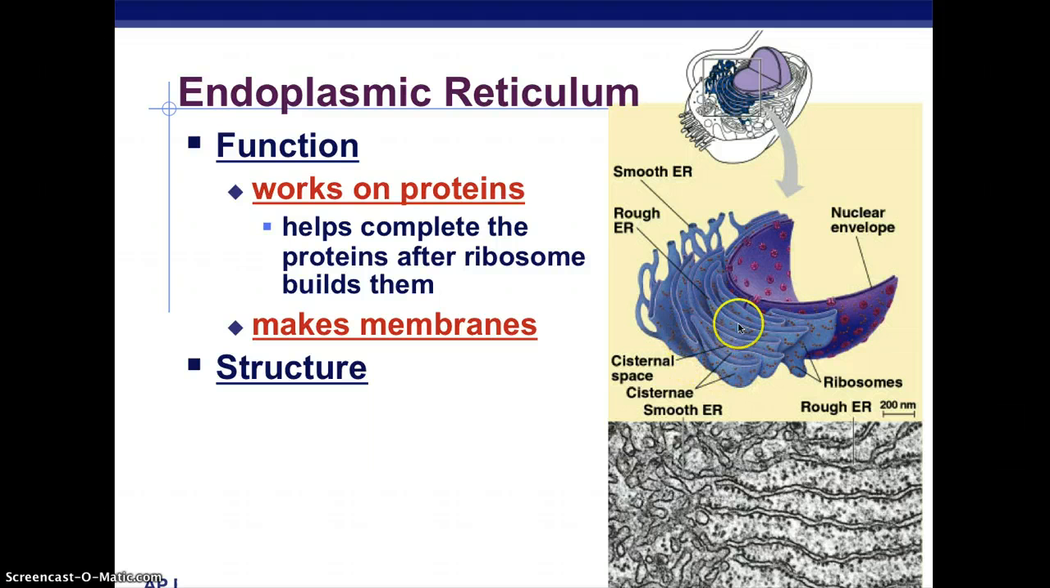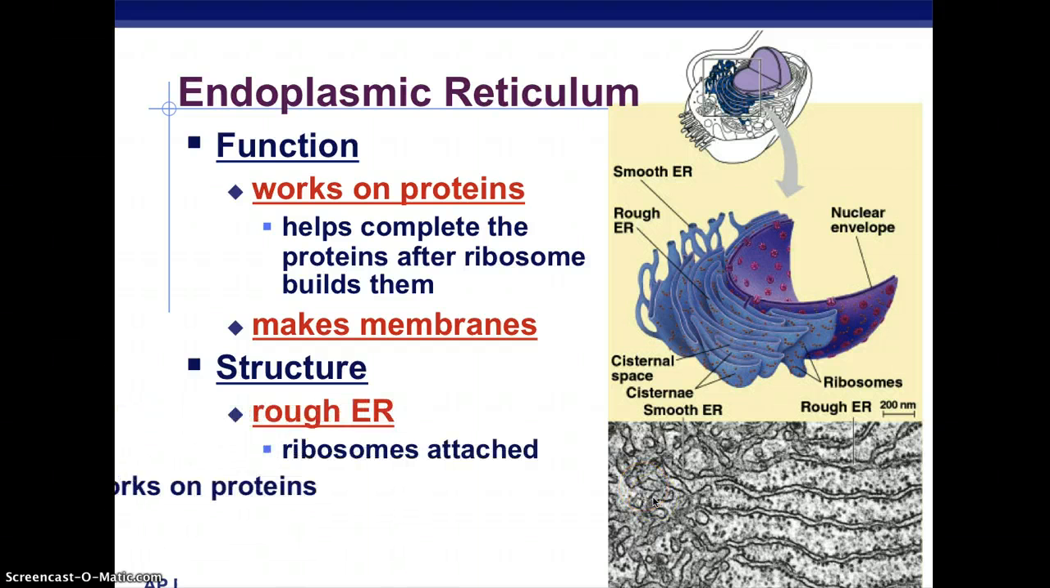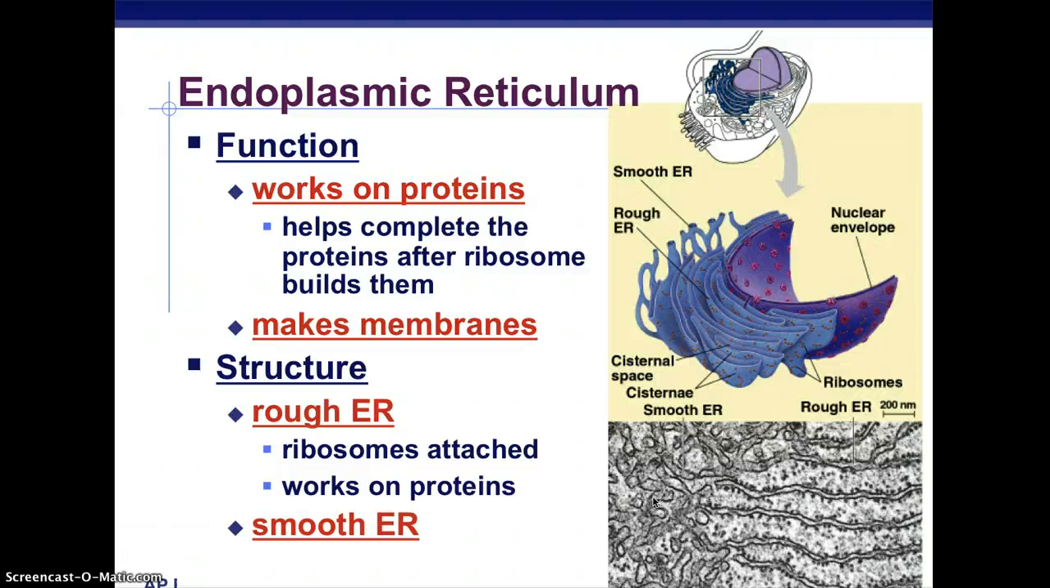The rough ER is called the rough ER because it's dotted with all of these little ribosomes, making it look or appear rough. Here's actually a transmission electron microscope picture. Here is rough ER, and you can see all the dots of the ribosomes, and then here's smooth ER over here. So rough ER has ribosomes attached to it, works on the proteins. Smooth ER makes membranes.